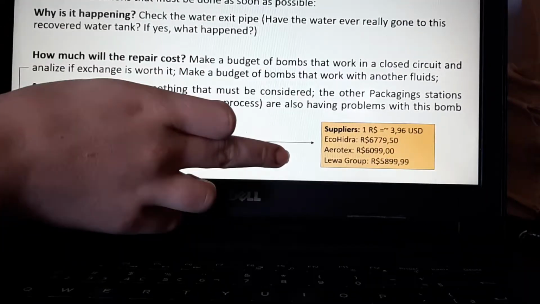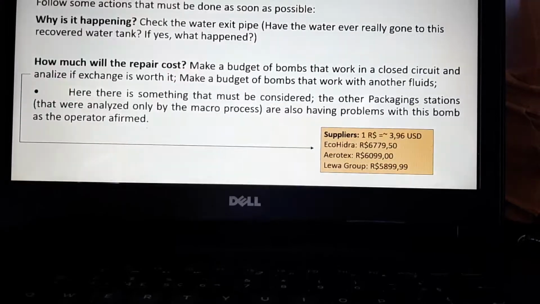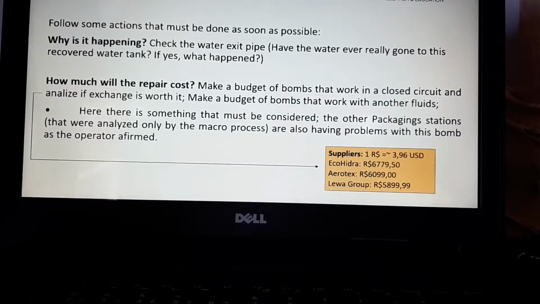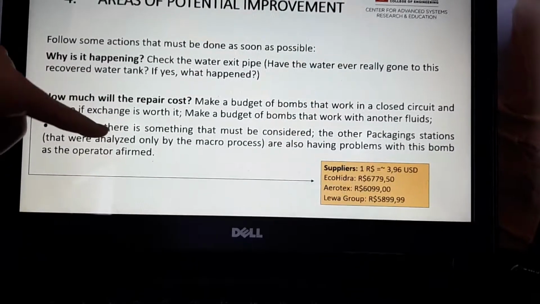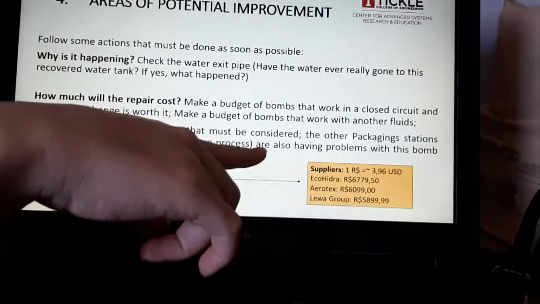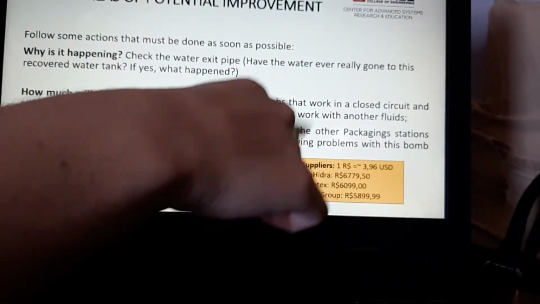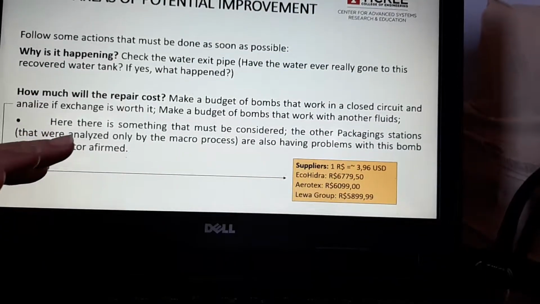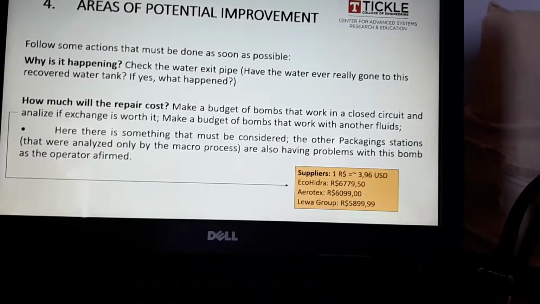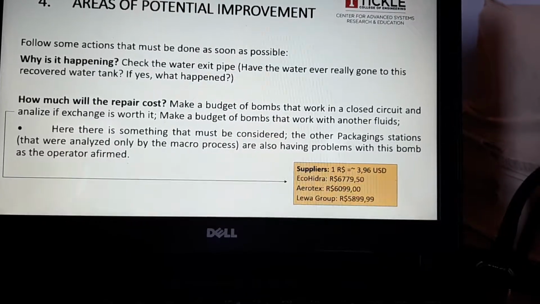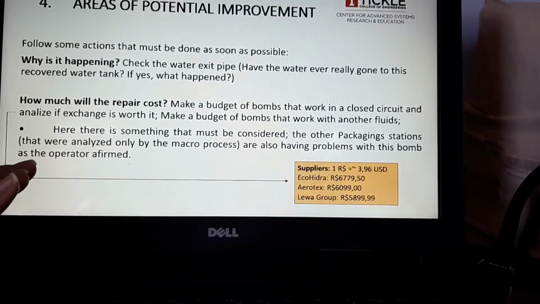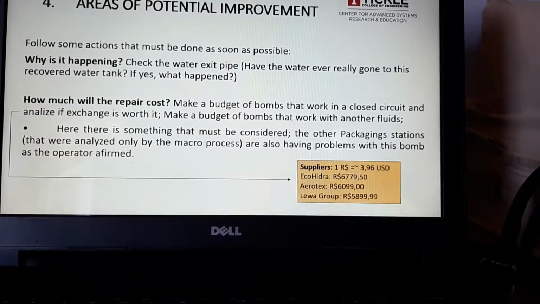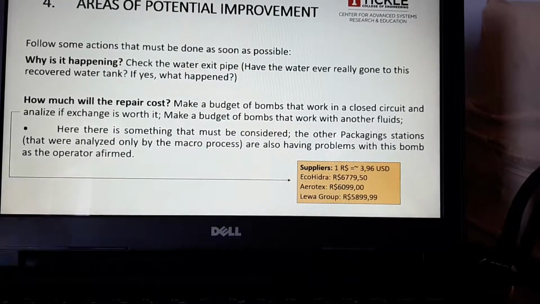So we presented it to the manager of the industry, but there is a point that needs to be considered here, because there's something that must be considered, okay? There are other packaging stations there in the brewery, okay? Packaging 542 is only one of them, and we need to analyze the macro process and then make another analysis for each one of the stations, okay?